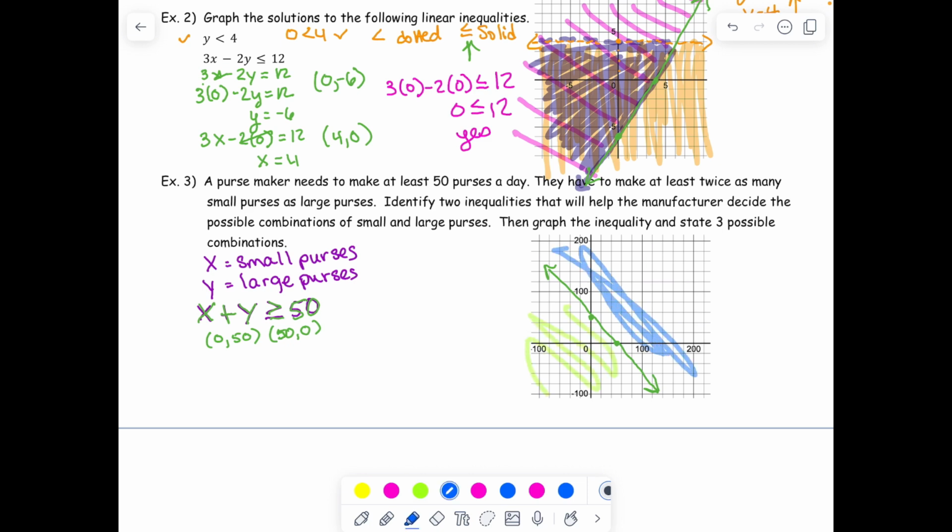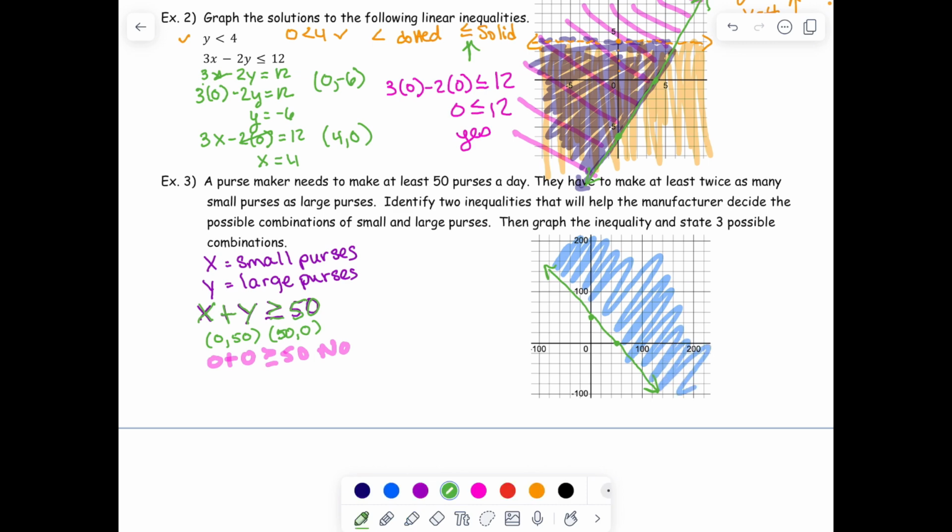Now, let's figure out which side it would be. Would it be on the green side or would it be on the blue side, right? So let's pick a point, 0, 0, and let's put 0, 0 in. Is 0 plus 0 greater than or equal to 50? No. So the green side is definitely not a go. So we're going to have the blue side. So let me actually do this a little bit nicer. Not really great, but nicer. Okay. Now let's talk about the next statement.